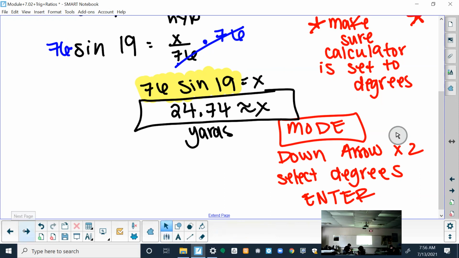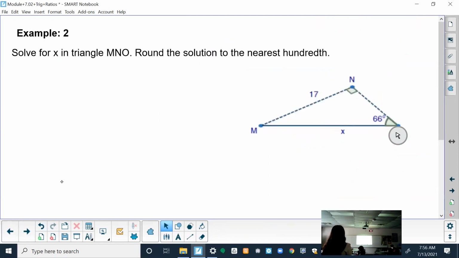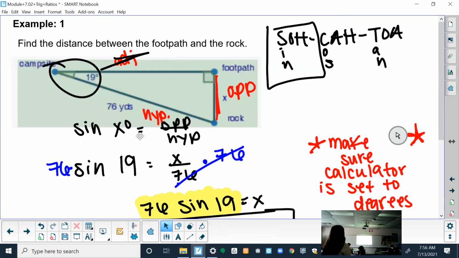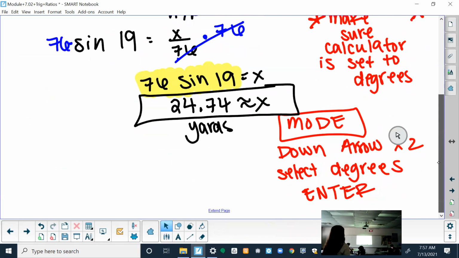All right, so that's the sine function to solve for missing parts of your triangle. So we're going to do the same thing with example 2. Sorry, did we need to stay on this page longer? All right, if you're writing on this page, write a little quicker.